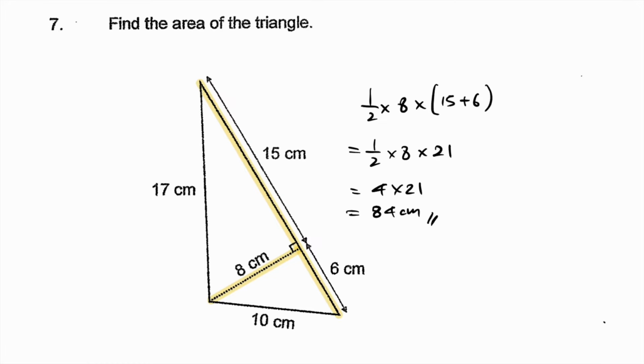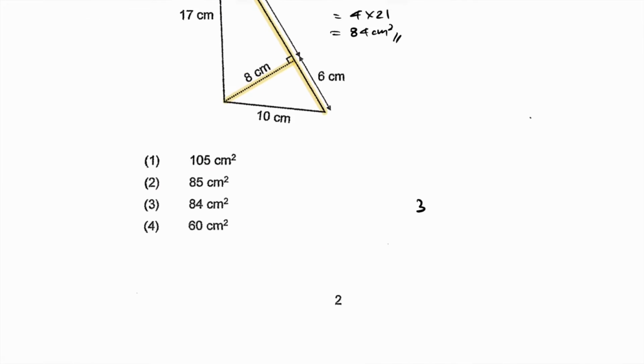So if area of triangle, we are concerned with what is the base and what is the height. In this case, the base of this triangle is 15 plus 6. The height, which is the perpendicular height, is 8. So with the formula, it goes like this: half times base times height. Simplify this, 21. Half of 8 is easier to work with than half of 21. So that's half of 8. So that's 4. 4 times 21, therefore, is 84 square centimeters. And the answer, therefore, is number 3.